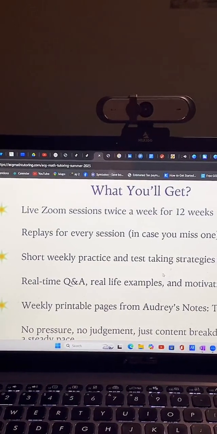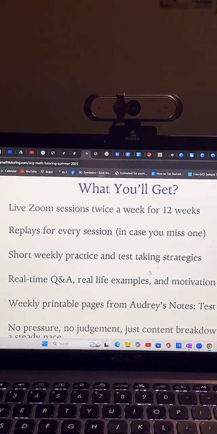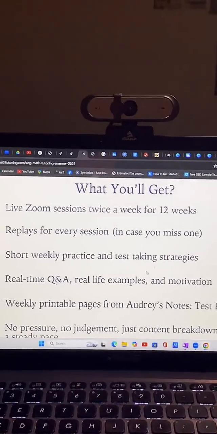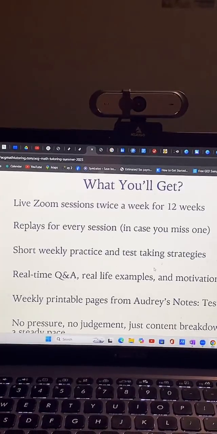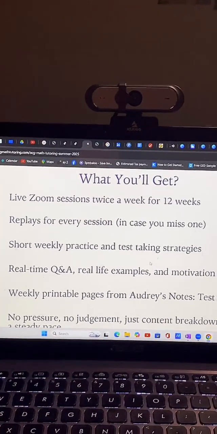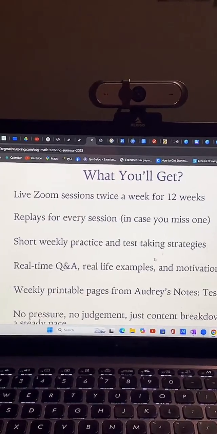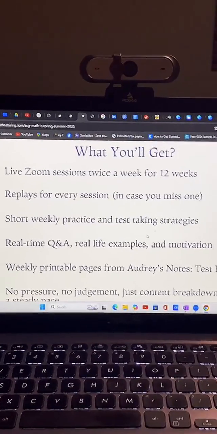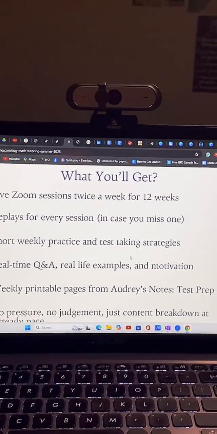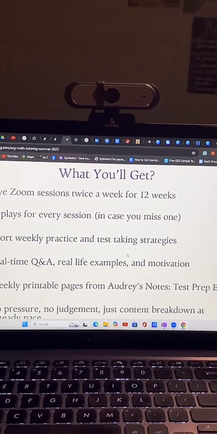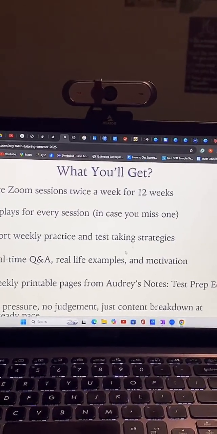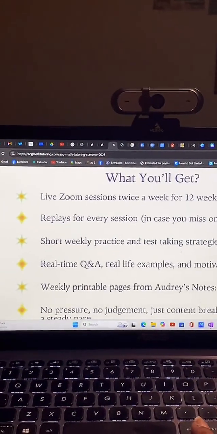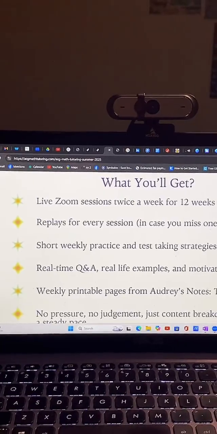So you got live Zoom sessions twice a week for 12 weeks. So that will take you to like the last week of August, okay? I know once school starts, we're going to have to change our schedules around a little bit. That's perfectly fine. I will do what I need to do in order to help you out. Because at the end of this, what I would love for you to do is to sign up for the GED, sign up for the AccuPlacer, sign up for the ASVAB, and take it right away so you can knock it out. The replays, just in case, hey, it's last minute. So you might already have a vacation already situated.